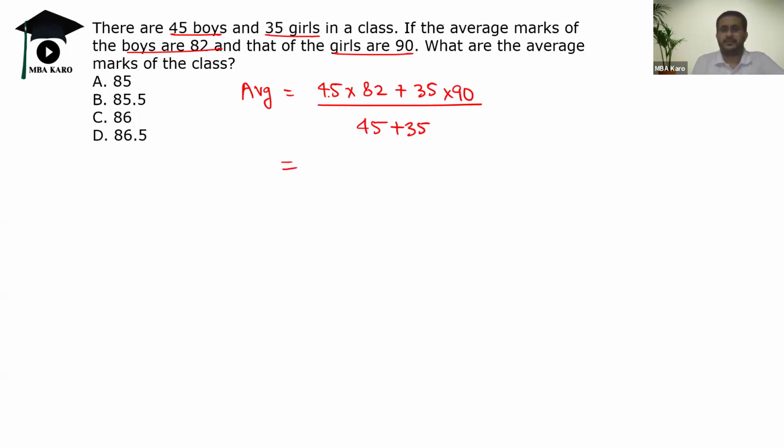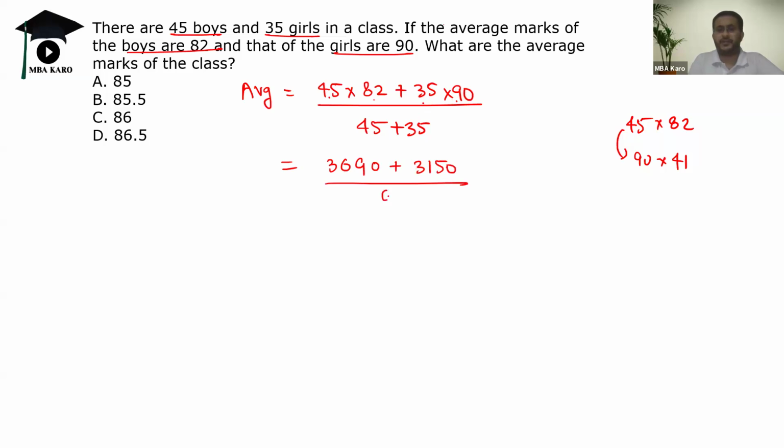Now we are revisiting calculation hacks. 45 into 82, if you have to do it and you do not know the table of 45, no worries. Take it double, take it half. 41 into 9, that is 3690, plus 35 into 90. That will be 35 into 10 is 350 minus 35, 3150, upon 80.